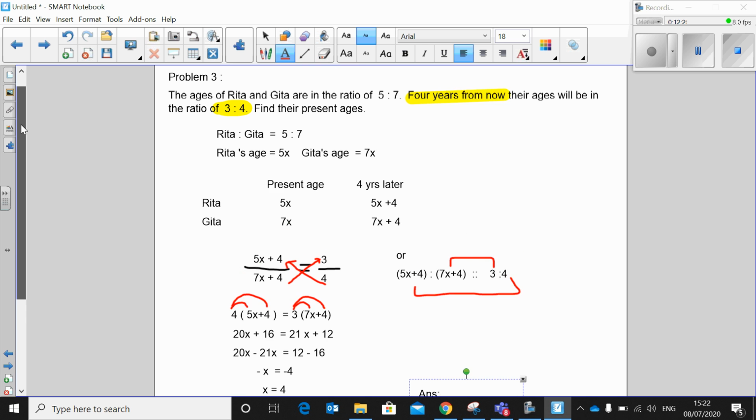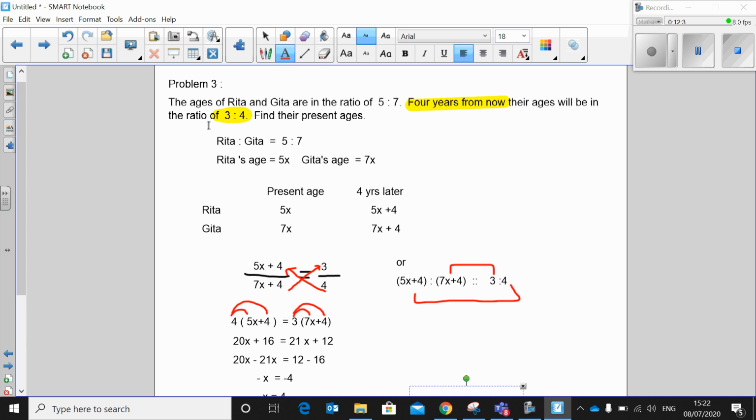Please remember that in all the sums, the first statement is used to frame the table. The second statement will be used for framing an equation. So this will be followed in all three sums.